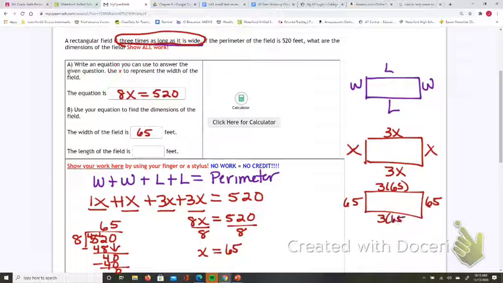Okay, so now I have to do 65 times 3. 3 times 5 is 15, carry the 1. 3 times 6 is 18, plus 1 is 19. So 195 is my length.